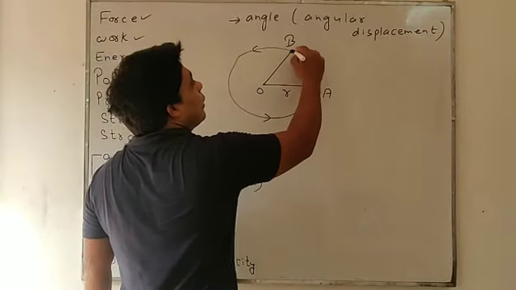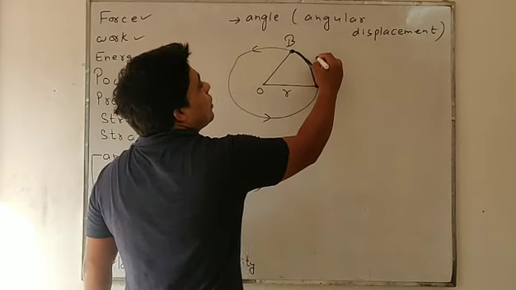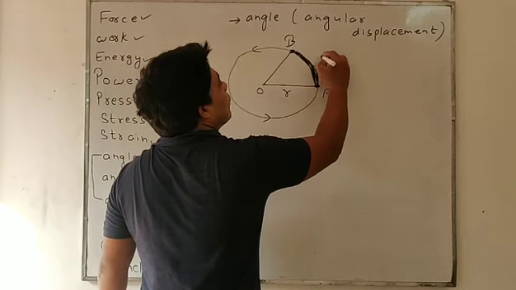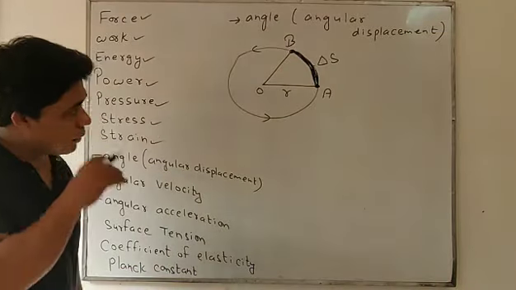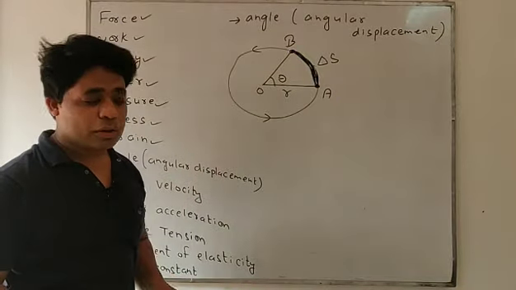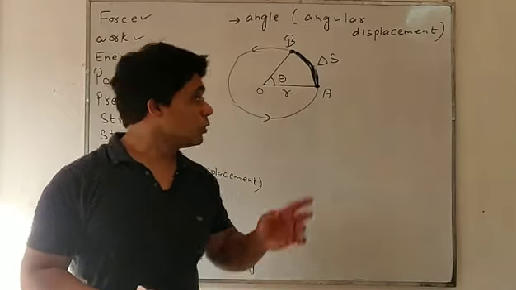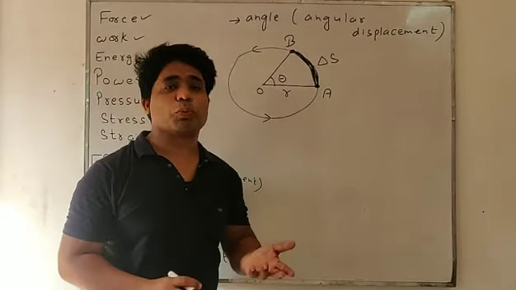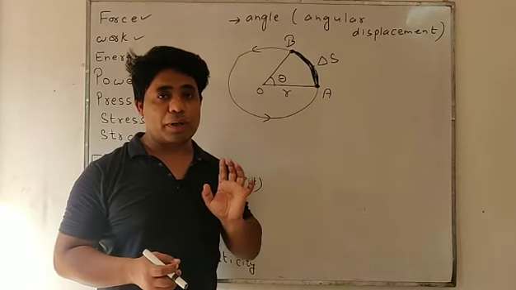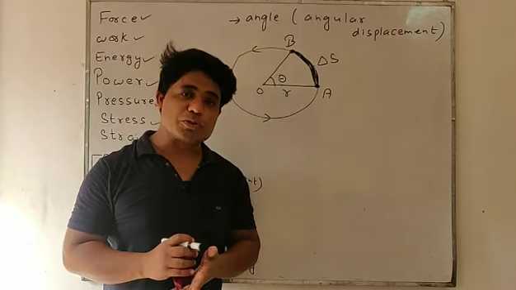And this distance, this curved distance, is represented by delta S. That is the arc, a small distance. This angle is theta. So what is angle? Actually, angle is a physical quantity. Angle is defined as change in position of an object with respect to the center along a circular path. Change in position along a circular path with respect to the center is said to be angular displacement.